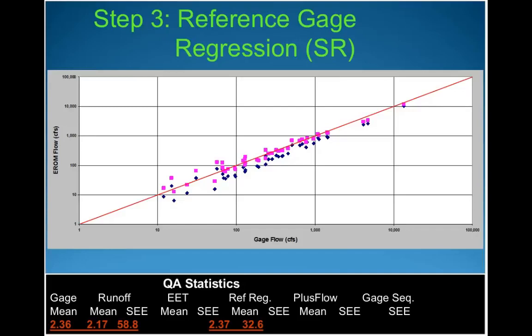Step 3 was a regression of basin characteristics against flows for the gauges. The regression improves the fit of the data quite a bit.